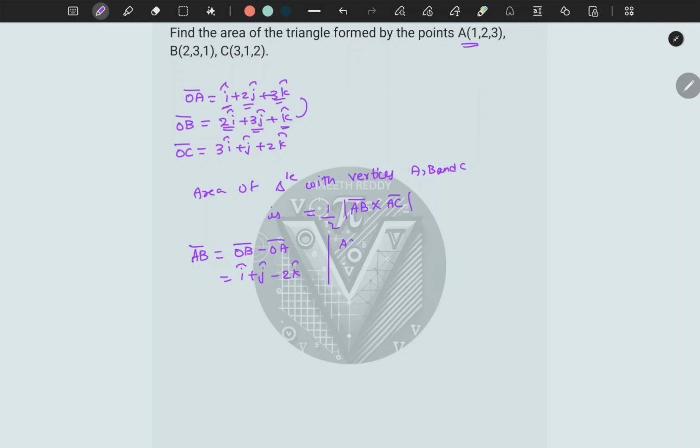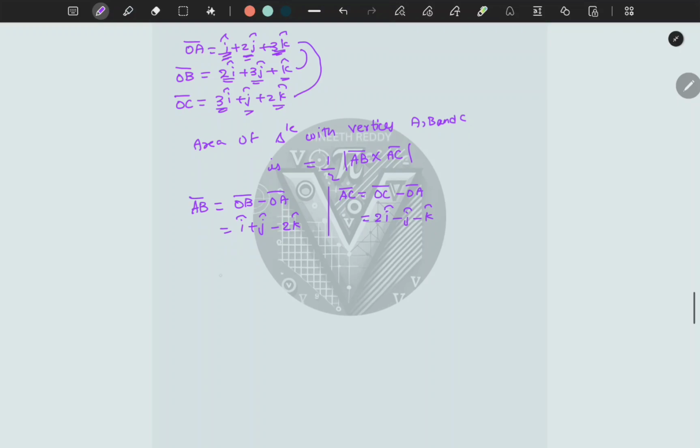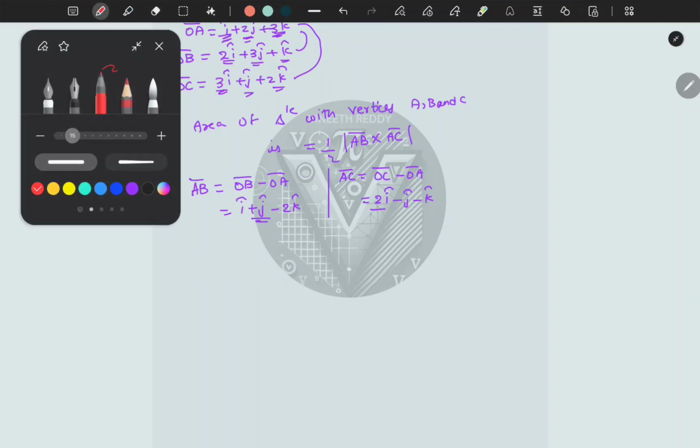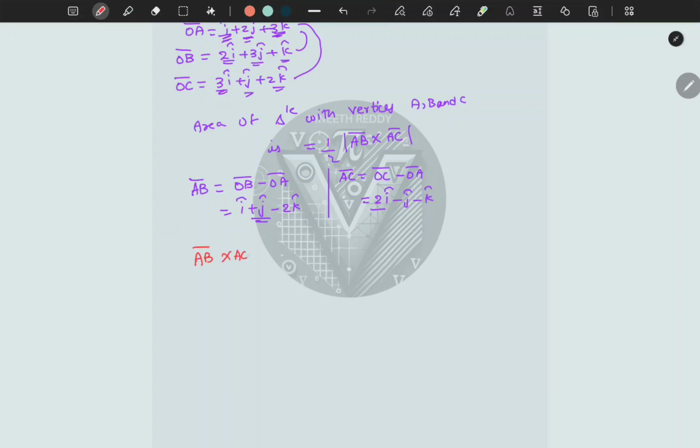This is AB vector. We also have to find AC vector. That should be OC vector minus OA vector. Subtract OA from OC. 3i cap minus i cap should be 2i cap, j cap minus 2j cap should be minus j cap, plus 2k cap minus 3k cap should be minus k cap, right? I hope you are with me. So therefore the net area is half the cross product of these. We will first find AB cross AC. That should be the determinant of i, j, k, 1, 1, minus 2, 2, minus 1 and minus 1.